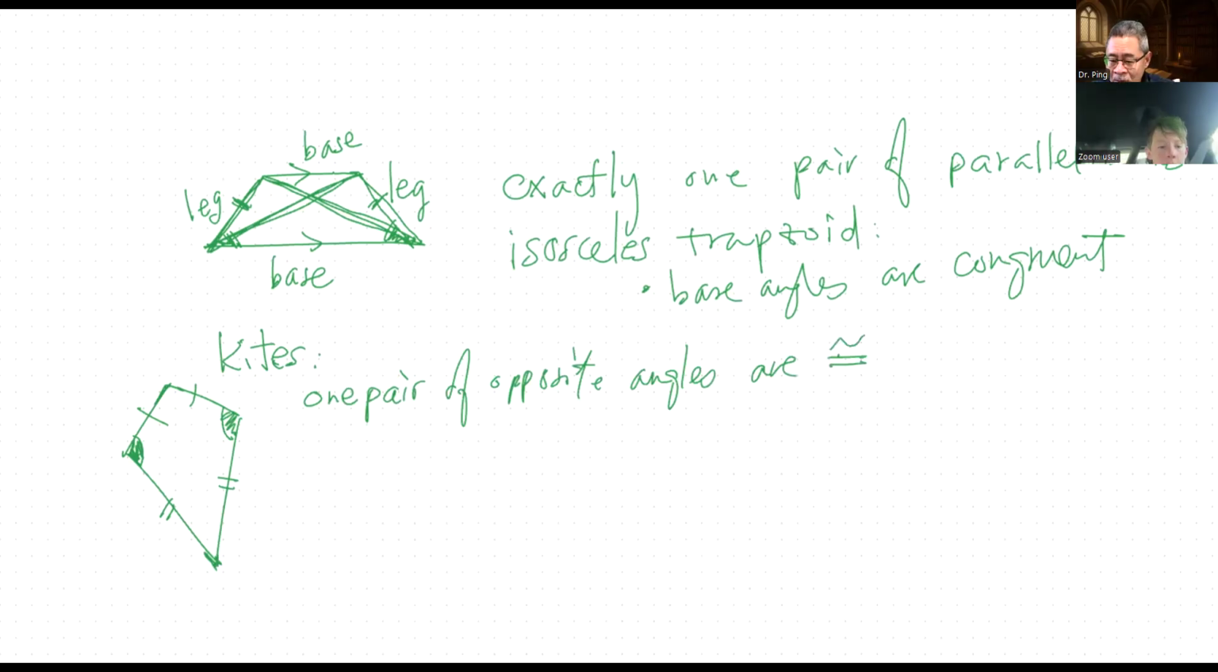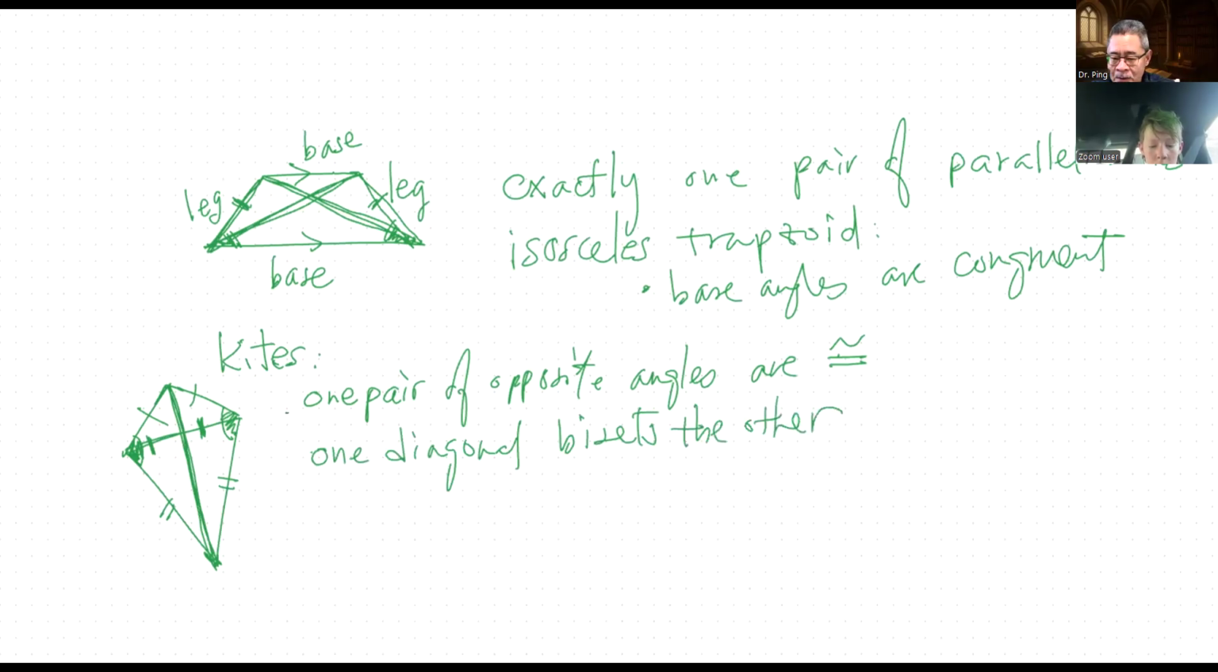And they do have diagonals that go like this, and of the diagonals, only one bisects. So this longer one bisects the shorter one, but the shorter one does not bisect the longer one. So we said one diagonal bisects the other, but we only have one.